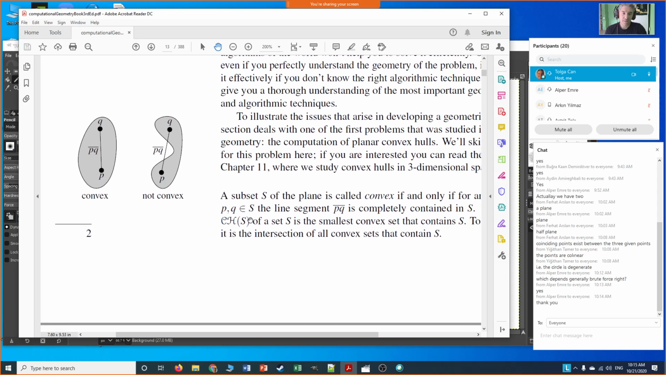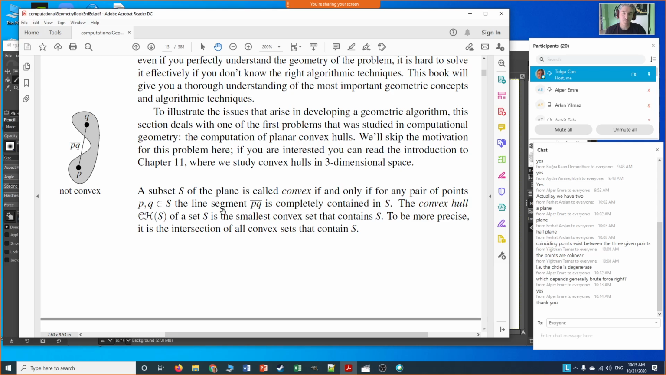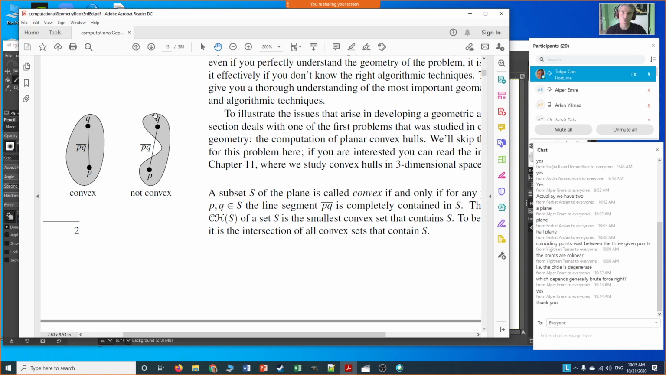Okay, but it is called convex if and only if for any pair of points P and Q that are elements of this subset, if you form the line segment between P and Q, that line segment is completely contained in S. All the points on PQ are also in S, then that subset is called convex. For example, if these two together form the subset S, they are not convex.